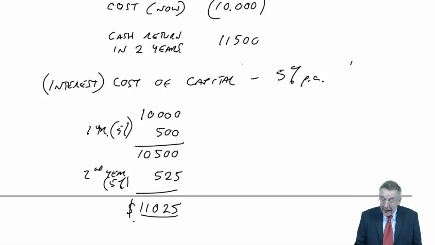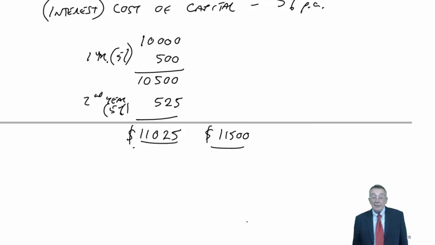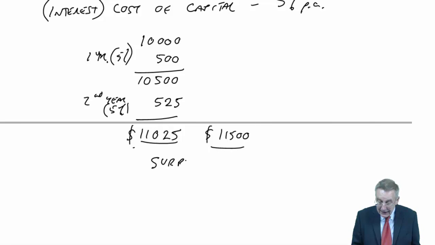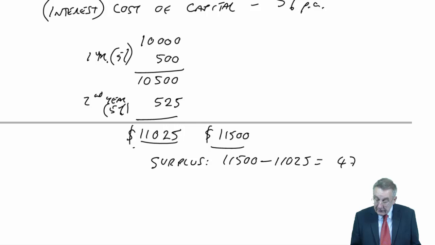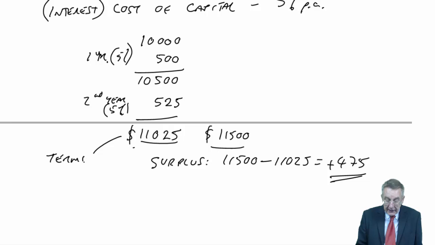At the end of 2 years, we get back 11,500. Well, if we end up with a surplus, fine, it's worthwhile. Deficit, it isn't. Well, of course, there is a surplus. We end up with 11.5. We owe, after accounting for interest, 11,025. There's a surplus of 475. It's positive, it's a surplus, we would accept. If there was a deficit, after dealing with the interest, we would reject. Now, that's one way. And we say what we're doing, adding on interest, we say we're working out the terminal value.